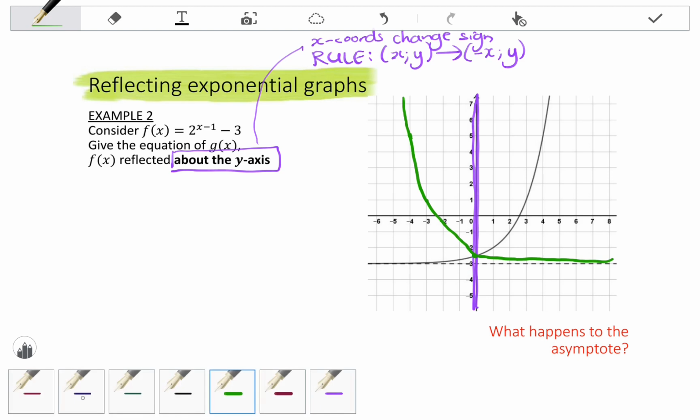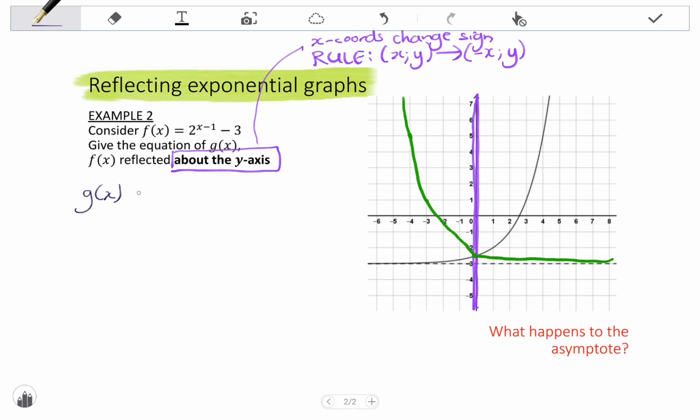Looking at the equation now. It says consider f of x equals 2 to the x minus 1 minus 3. Give the equation of g of x, which is f of x reflected about the y-axis. Now remember, x-coordinates change sign in this reflection. So instead of f of x, we will have f of negative x, which means that wherever we have an x, we're going to replace it with negative x. So that gives us 2 to the negative x minus 1 minus 3.